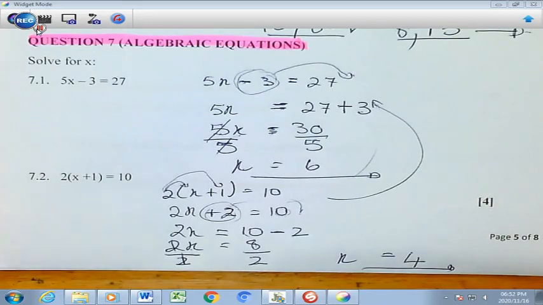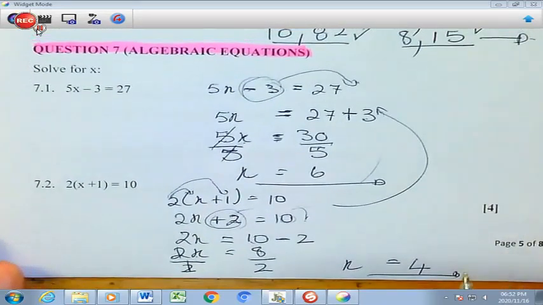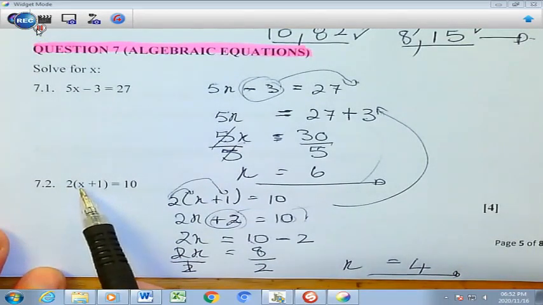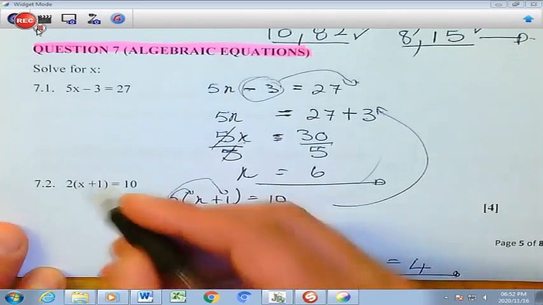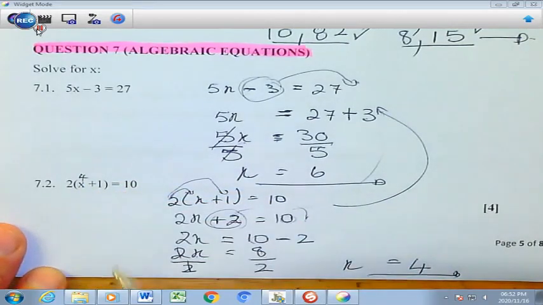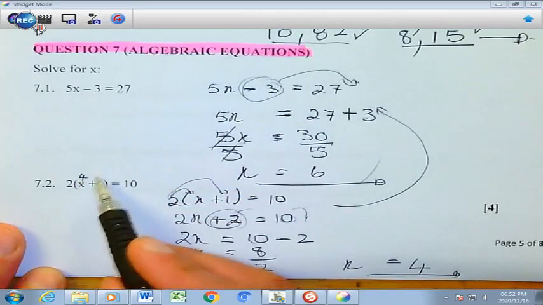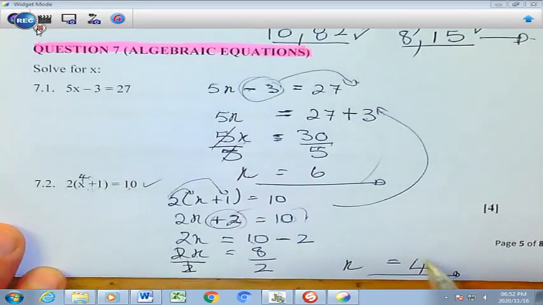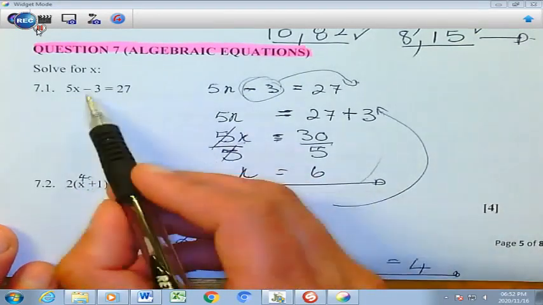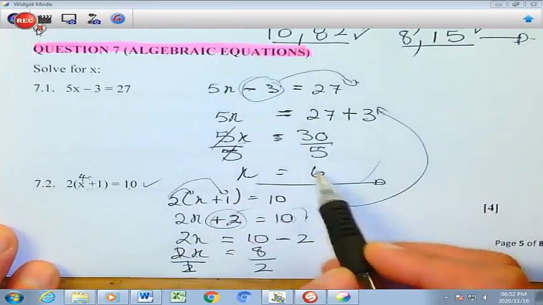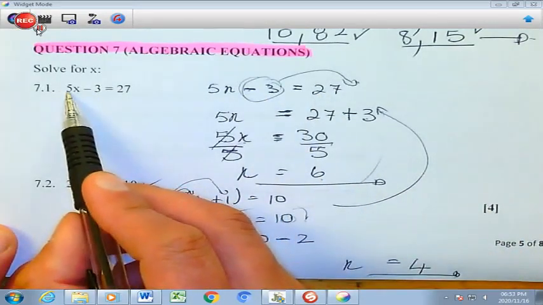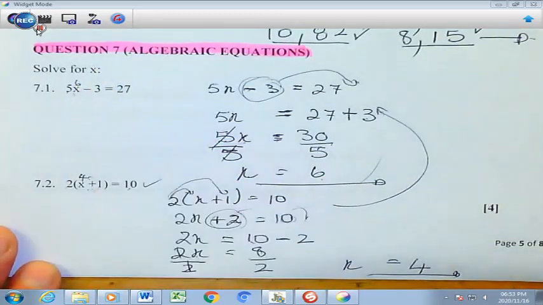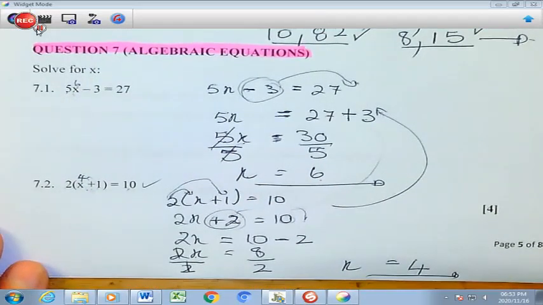Alright. And what you can do to check whether your work is actually correct is take that 4 and simply put it into the value of x here. So if that value there was 4, then you say 4 plus 1 is 5, times 2 equals 10. That's how you check whether you have worked the equation out correctly. Let's do this one. Here you're going to find x equals 6. 5 times 6 is 30, minus 3 gives us 27. And that's how you check whether you have worked out the equation correctly.